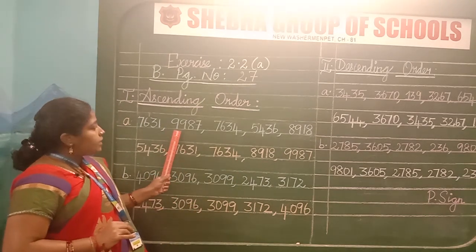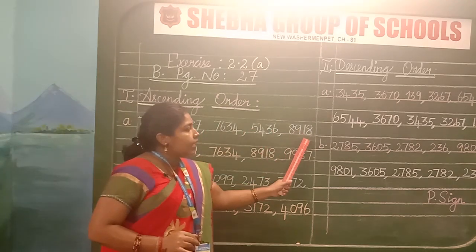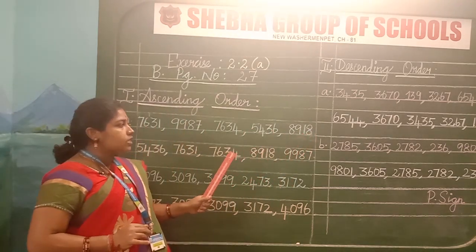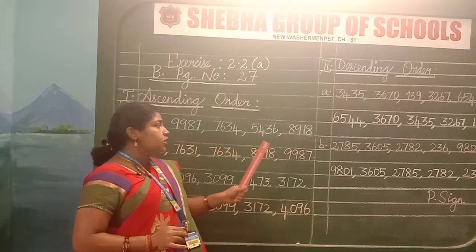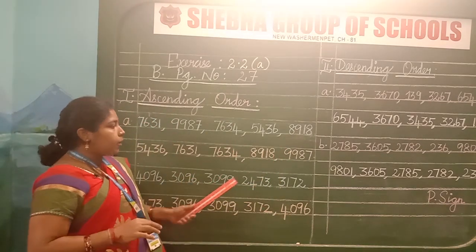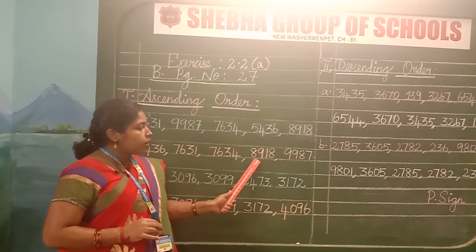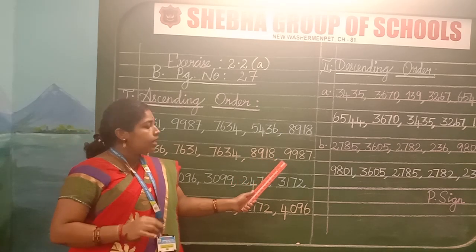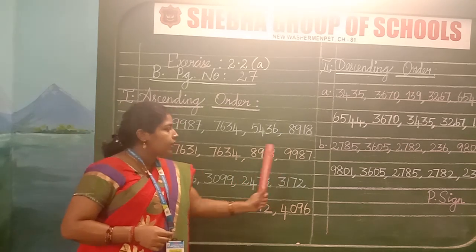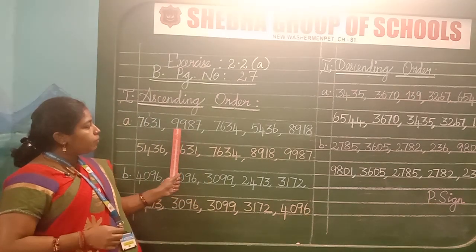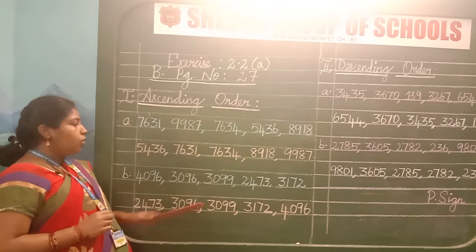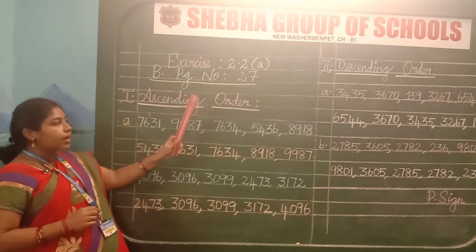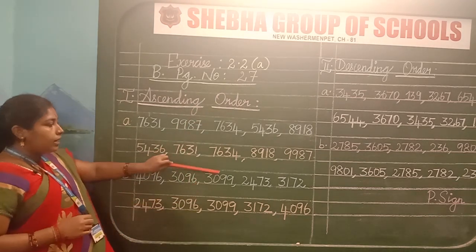Now refer which is the smaller number. Yes, it is 9987 or 8918. Which is smaller children? Yes, you are right. It is 8918 because 8 is a smaller number. Write the smaller number 8918 here. Again comma, finger gap. Write the rest of the number 9987 here. Clear children? Now leave one line. After finishing the A sum, leave one line.